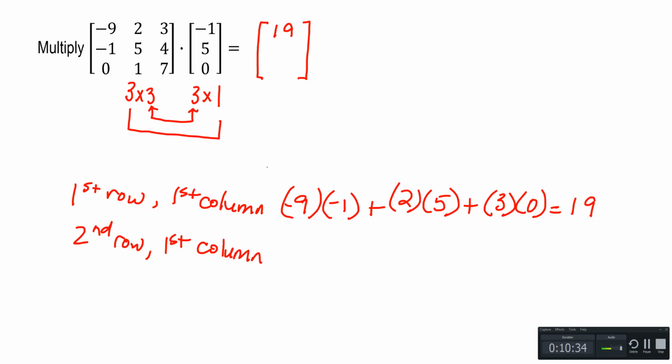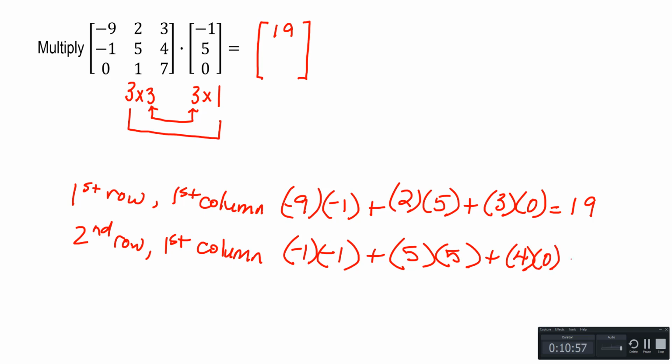Okay, so the second row starts with a -1, so we've got -1 times -1 plus the 5 in the second column of the first matrix, second row, 5 times the 5 in the second matrix. And then the last thing is always going to be 0 because it's a 0. So 4 times 0 is 0. Okay, so you've got 1 plus 25 is 26. So that's going to be your second number.